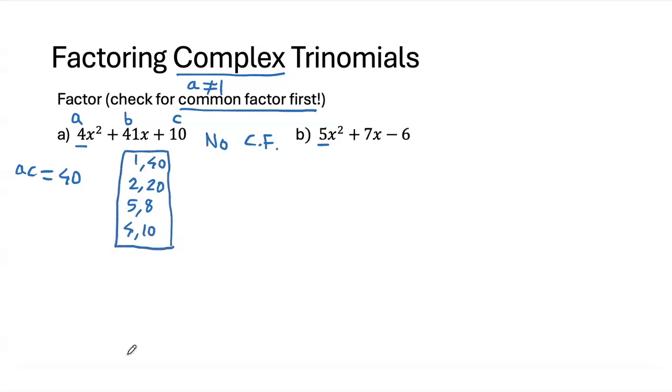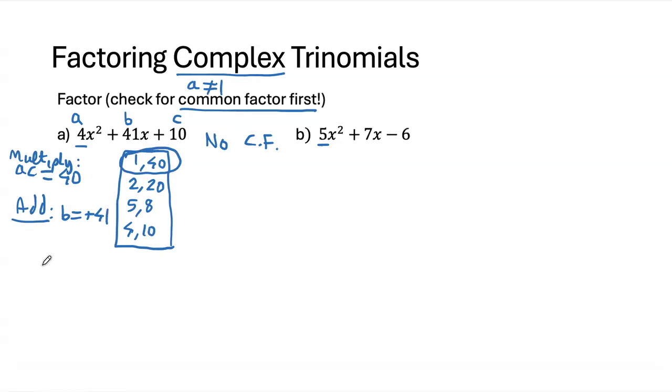I want 2 numbers that will multiply to the A times the C, multiply to 40, and they're going to add to the B value, which is the 41. 2 numbers that will multiply to 40 and add to 41. So those 2 numbers are 1 and 40. So here's what I do next.